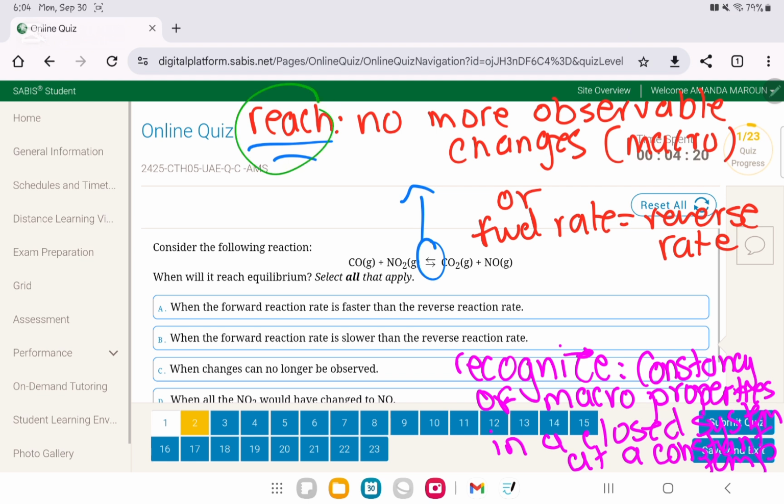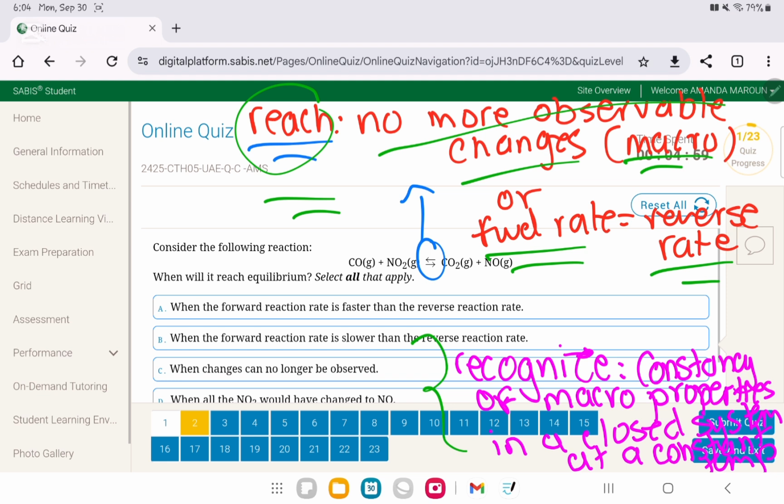When we reach equilibrium, we can see no more changes in the properties that are visible. Macroscopic properties are observable or measurable properties, such as the pressure, the concentration, the color, the size, the volume. All of these that are observable, that you can see, are called macroscopic properties. If you don't see any changes in them, that means you reached equilibrium. Or if the forward rate of reaction is equal to the reverse rate, then you know you reached equilibrium. This is to reach. How about recognizing?